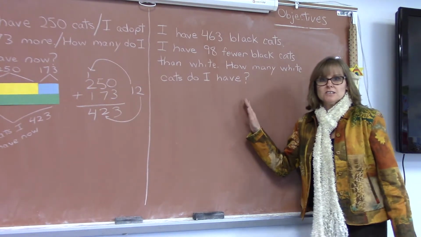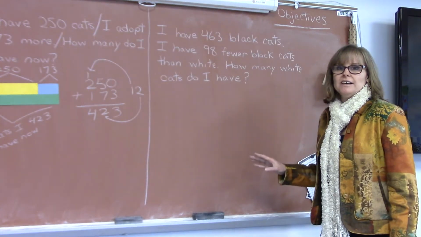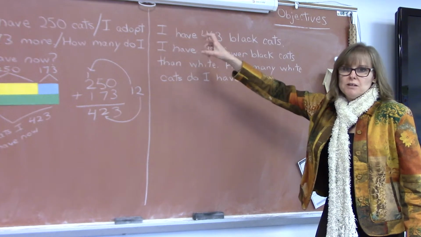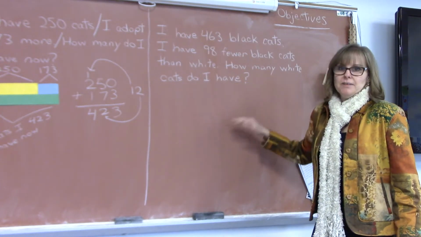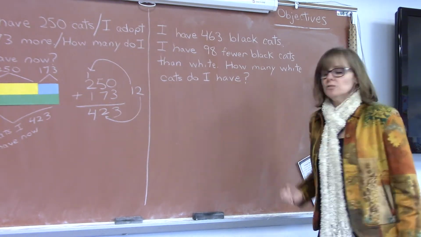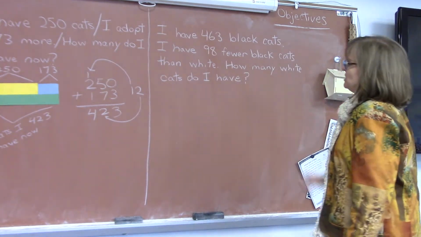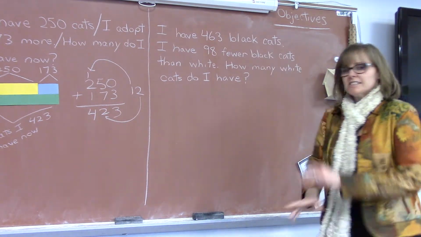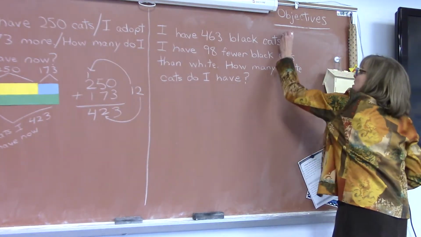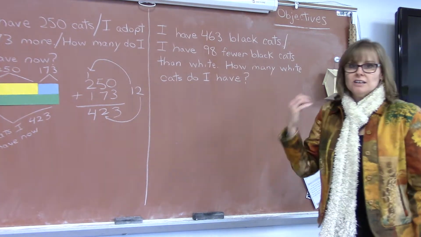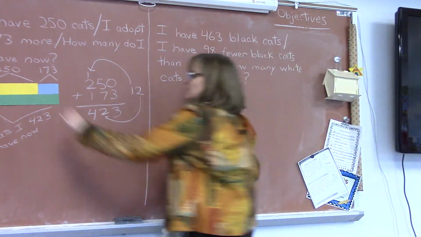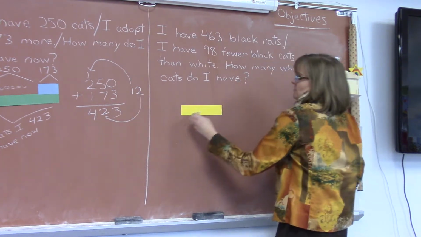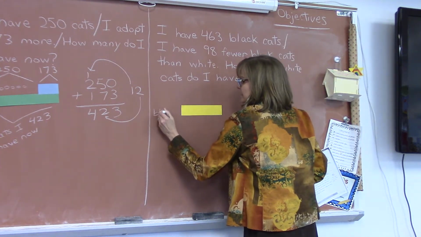Now, this one's going to be just a little bit different. It's a little bit more complex, but it's the same idea, taking the information from the word problem and showing it in a way that makes it obvious whether we need to add or we need to subtract. The information we have up here says, I have 463 black cats. I'm going to stop right there, and I'm going to take that information and show it as a bar model. I'm going to use this. I'm going to say this represents my black cats.